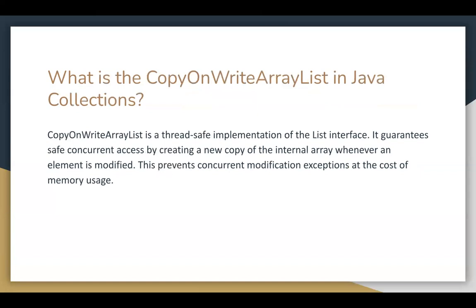What is the copy on write array list in Java collections? So copy on write array list is a thread safe implementation of the list interface. It guarantees safe concurrent access by creating a new copy of the internal array whenever an element is modified. If you try to modify the elements in a normal list while iterating, it will throw a concurrent modification exception. But you can iterate over the elements of the copy on write array list, and it will not throw the concurrent modification exception, at the cost of memory usage.